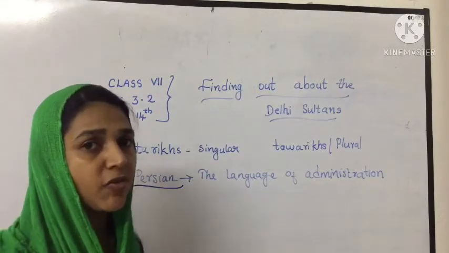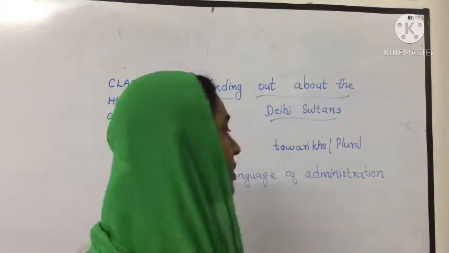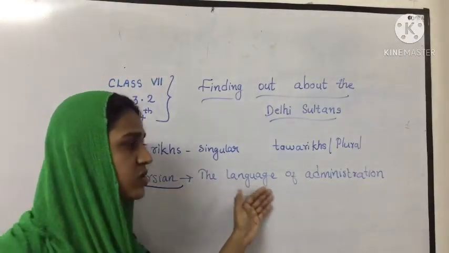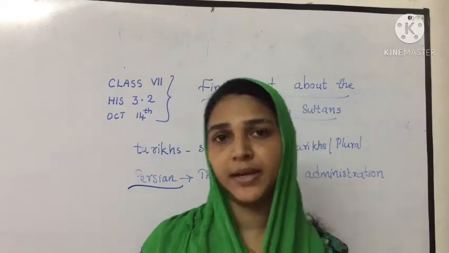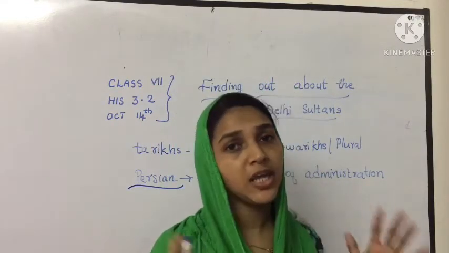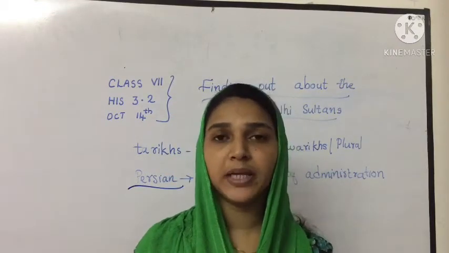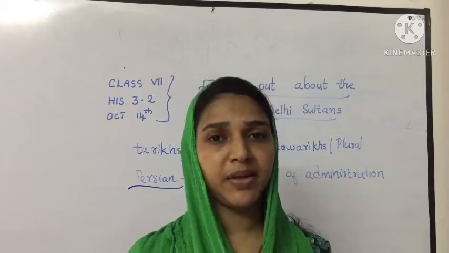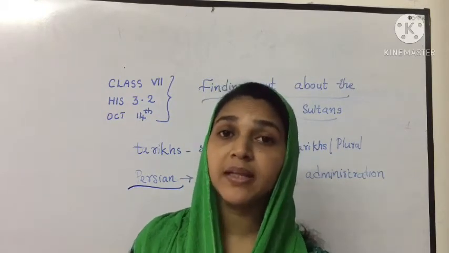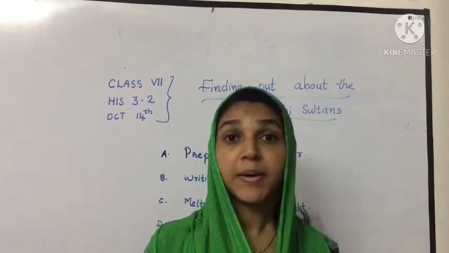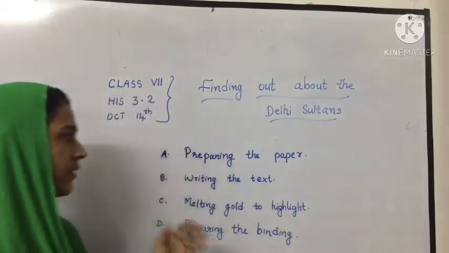Persian was the language of administration under the Sultan period. So the manuscripts are the important sources or evidences from which we get information about the Sultan period. There are mainly 4 stages in preparing manuscripts. Preparation of manuscripts includes 4 stages. Let's see which are they.